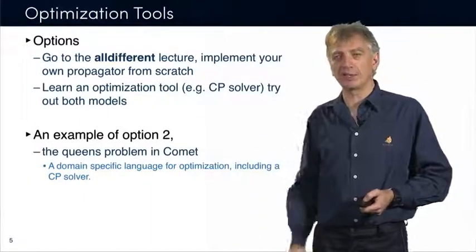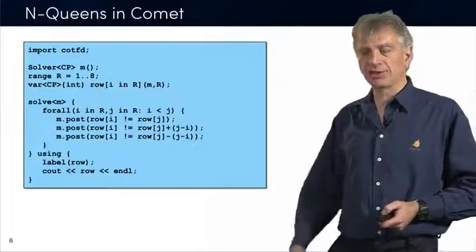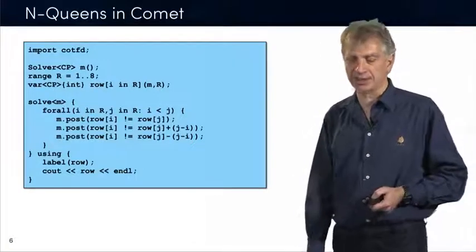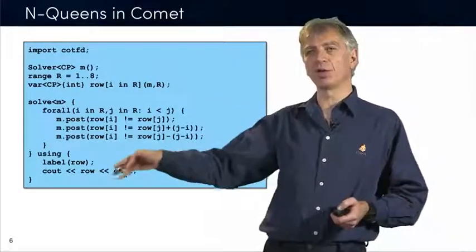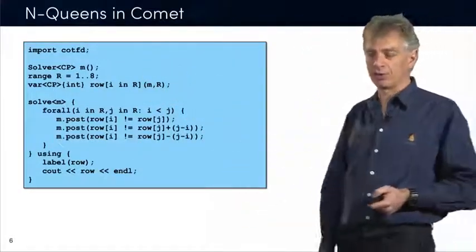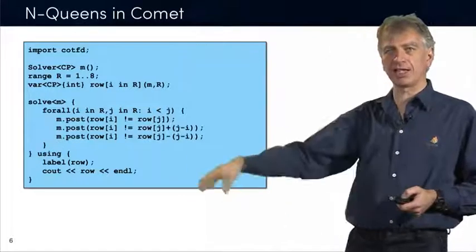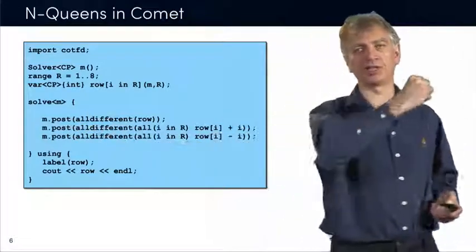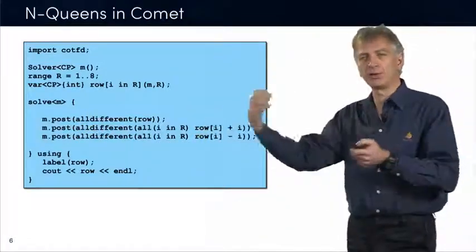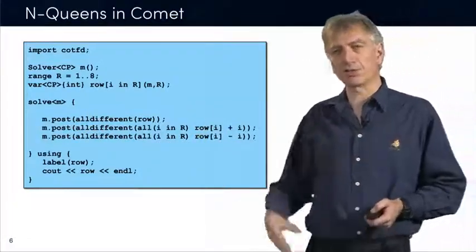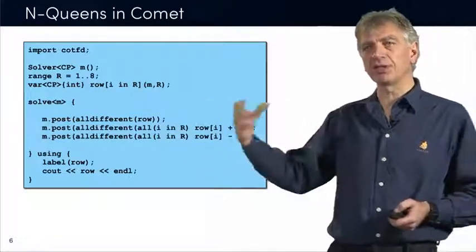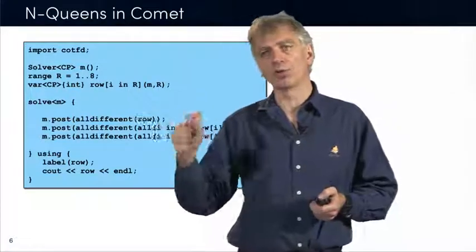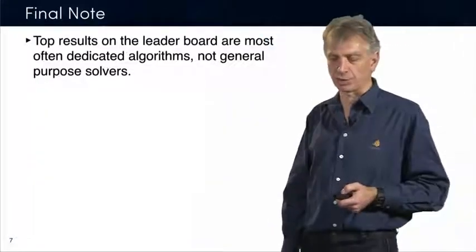So let me give you an example of the second option here. This is the N-Queens problem in the Comet programming language and system. This is the first model. It's very close to the kind of models that we have used inside the slides. So you can state that model that way. If you want to change it to the all different formulation, you just remove these constraints and replace them by those, and you can test these two models. So what this is showing you is that different tools will actually have different functionalities, but they will allow you to very rapidly prototype different kinds of solution.